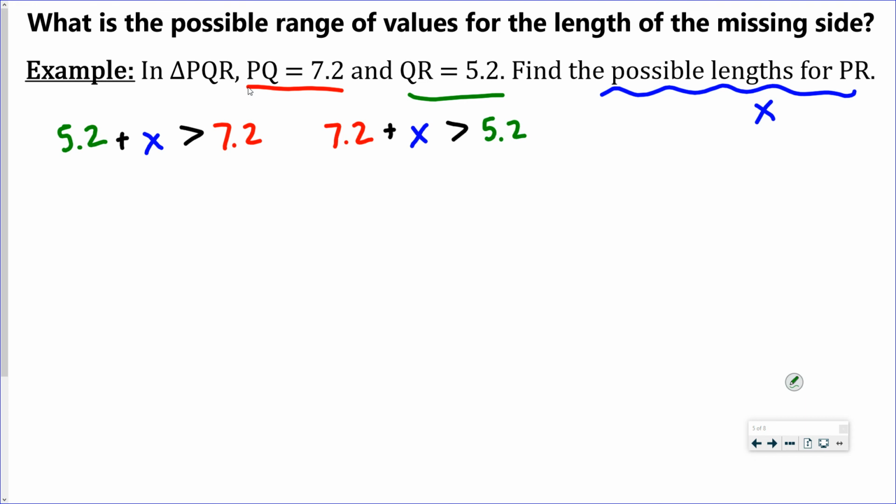Okay, which combination am I missing? What else do I need to set up? Okay, good, Lillian. Keep going. 5.2 plus 7.2 has to be greater than what? Good. My two known sides, their sum has to be greater than my missing side. Has to be greater than X as well. Good job. Okay, so I have three inequalities that I just need to do a little algebra to solve here.